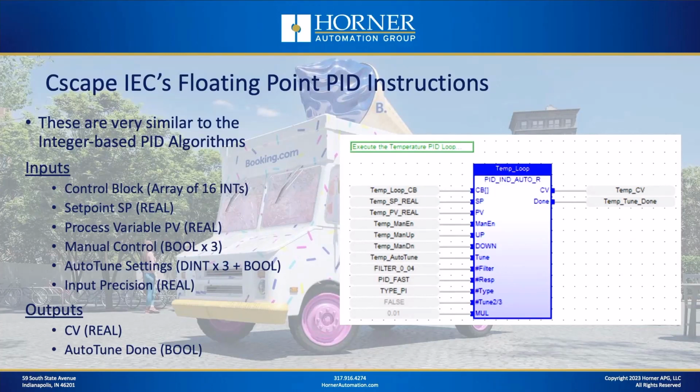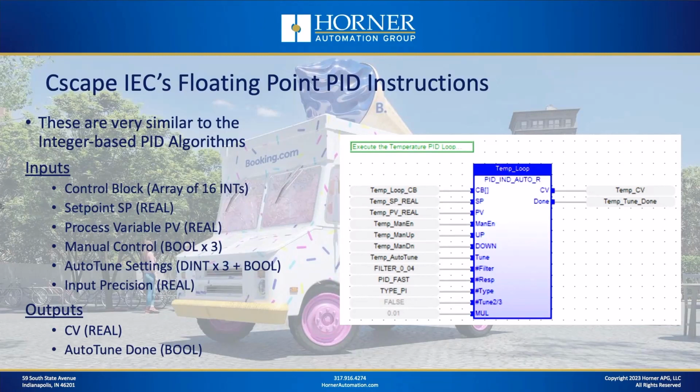There's a number of inputs to that instruction, including the first input, the control block, which remember is an array of 16 integers that is going to be used to set up the PID block. And we'll get to that in a little more detail here in a second. You've also got to plug in your set point, which is a real value. Remember, that's the value we're going to try and control the process variable to. The process variable is also input as a real variable.